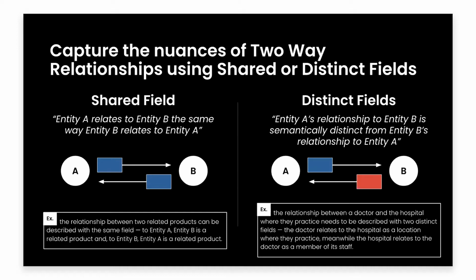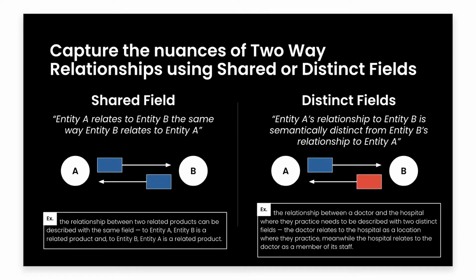For instance, again, imagine you had two related products. For each entity, they view the other as simply a related product. The relationship looks the same from either entity's point of view. And so building this relationship in the knowledge graph is a more simple option. You can use a shared field to describe their relationship on both ends, and it will work perfectly. But this isn't always the case.